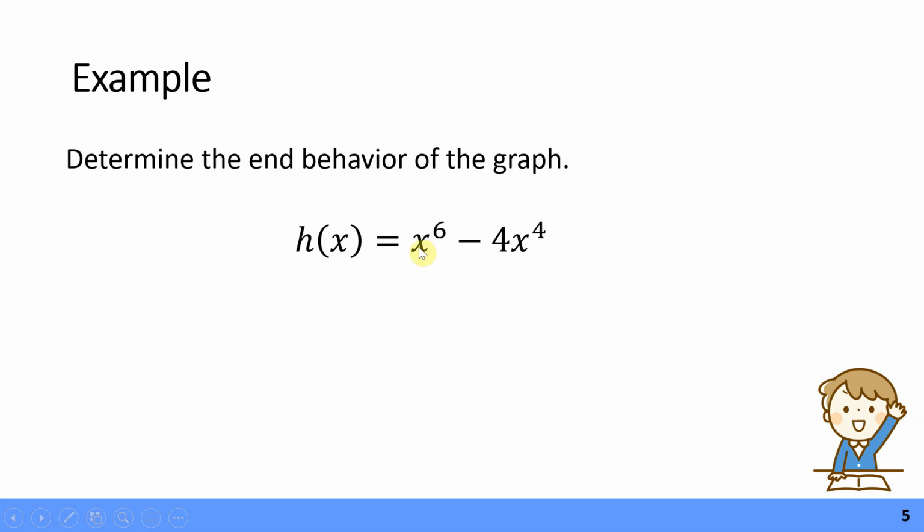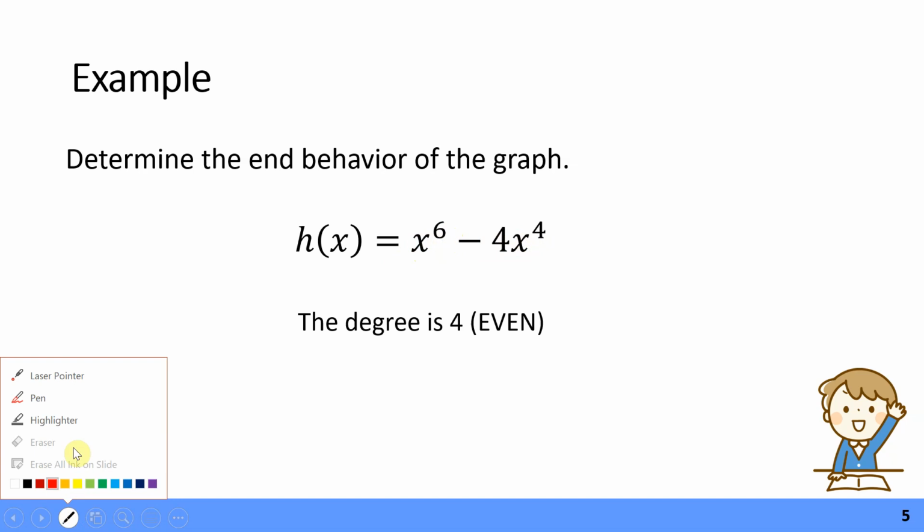So remember, there are no parentheses here, so this is in standard form. The degree is the highest exponent, which in this case would be 6. I'm sorry about this, so make sure you fix this. The degree should be 6 because that's the highest exponent. And is 6 odd or even? It's even. So in your chart, go to the degree is even.